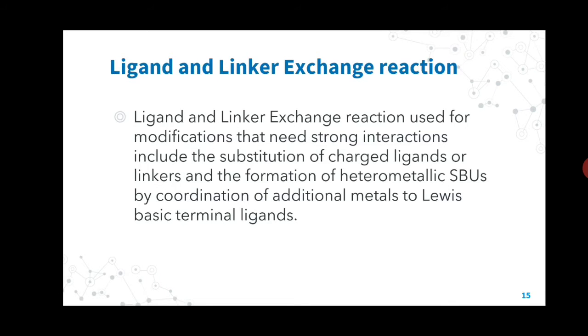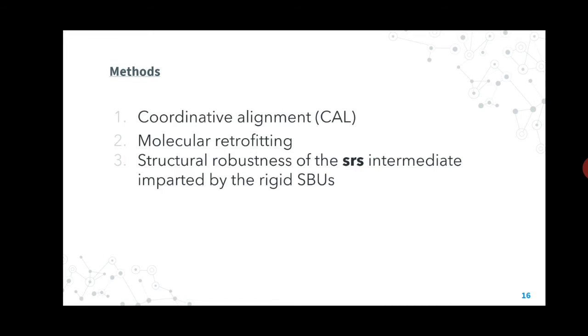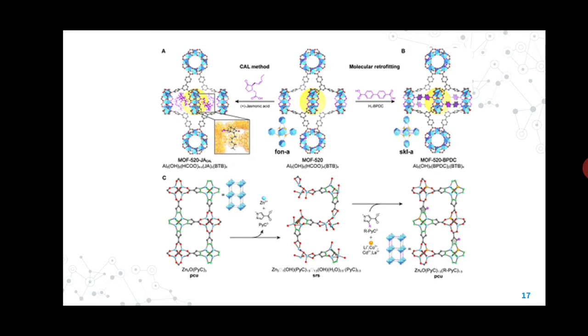The post-synthetic modification is carried out on the secondary building unit. When the modification needs stronger interaction, ligand and linker exchange reaction can be used, which includes the substitution of the charged ligand and the formation of heterometallic secondary building units. So the methods used are coordinative alignment, molecular retrofitting, and also structural robusting of the SRS intermediate supported by a rigid secondary building unit. As shown here, A is a CAL method.